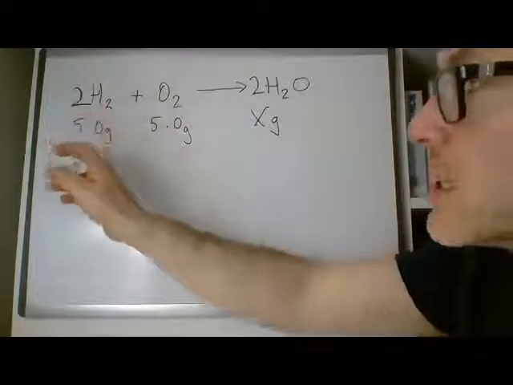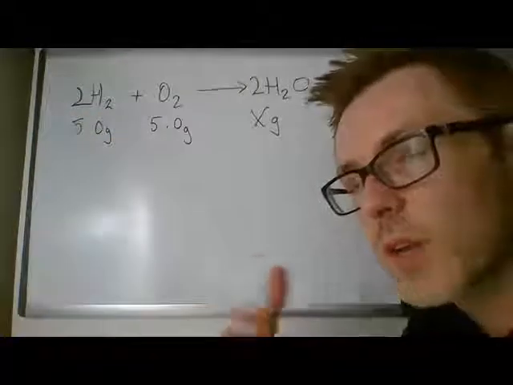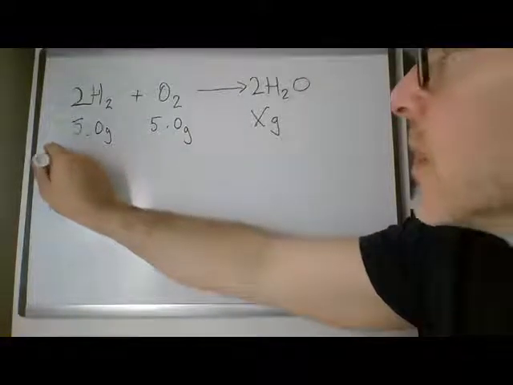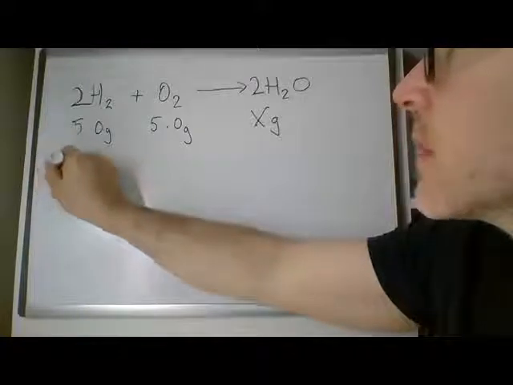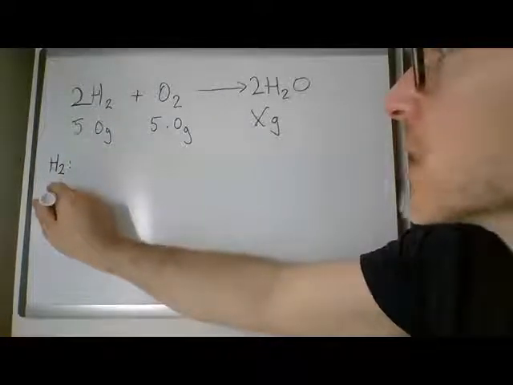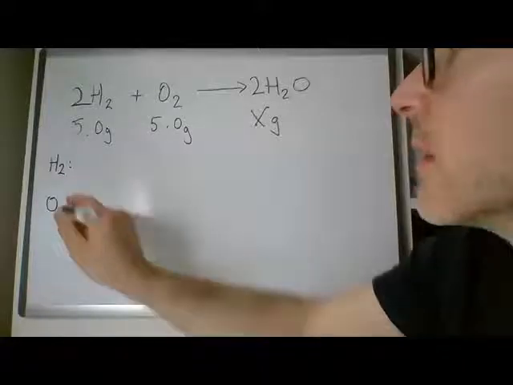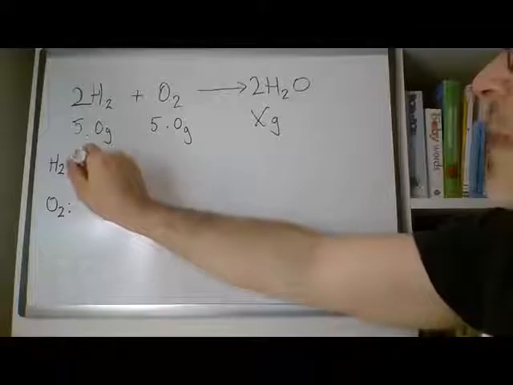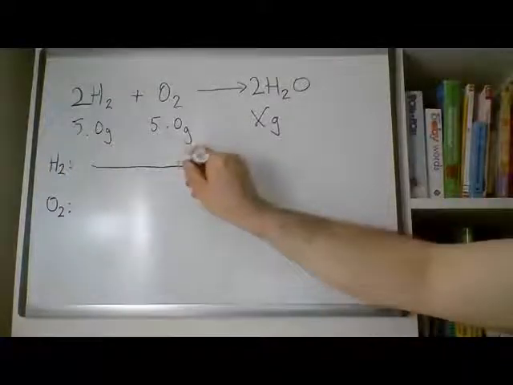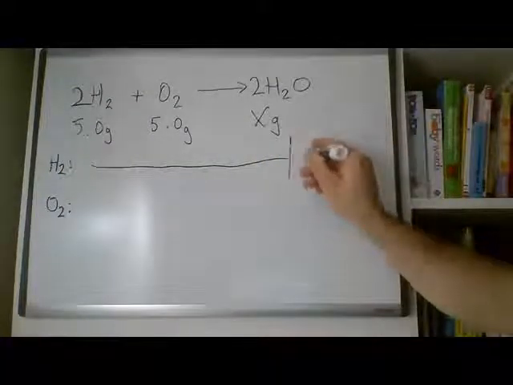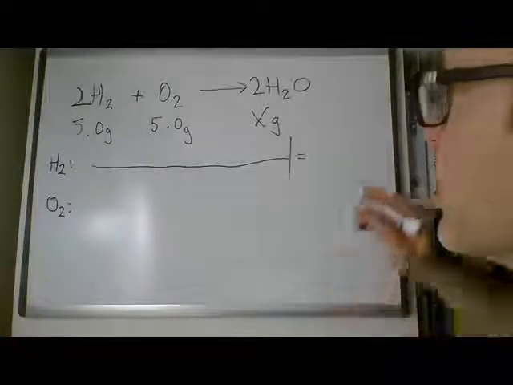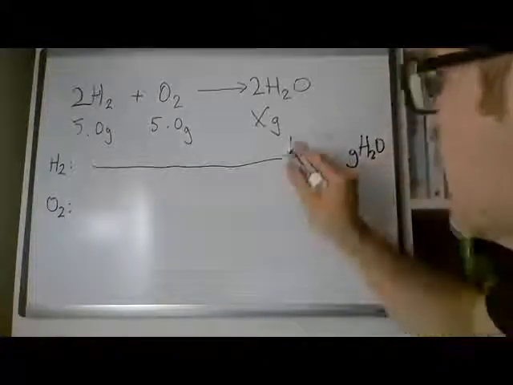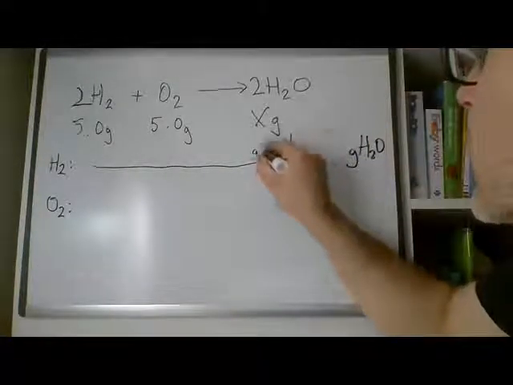The way to communicate this is to try both. So we're going to do one for hydrogen. We're going to do another calculation for oxygen, since we don't know which one to pick yet. So for hydrogen, I'm trying to calculate grams of water. I'm going to write gram of water here.